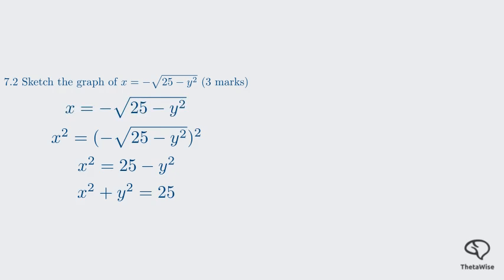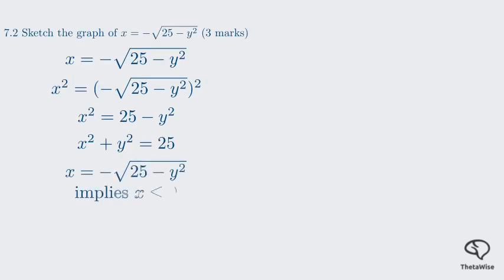The original equation states that x is equal to the negative square root of a quantity. This implies that x must be less than or equal to 0. We are looking for the x values on the circle that are non-positive. The condition x must be less than or equal to 0 tells us we are only sketching the left half of the circle. So we'll take our circle of radius 5, x squared plus y squared equals 25, and only keep the part that is to the left of the y-axis. Here's the sketch. It's a semicircle with a radius of 5 lying entirely to the left of the y-axis.